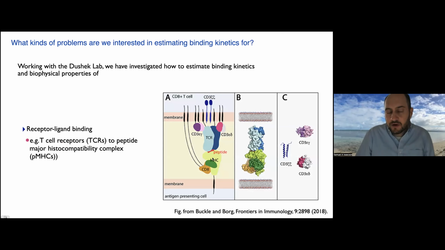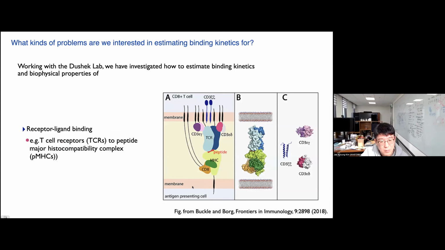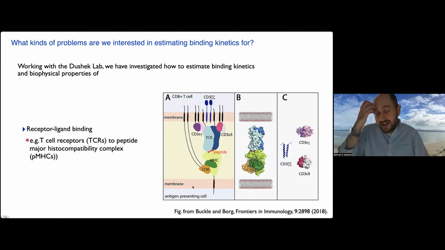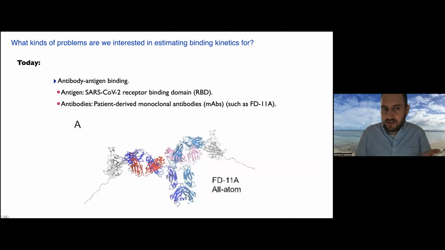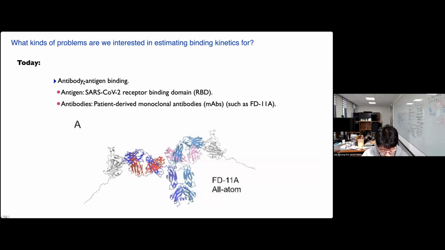Then after that work, we got interested, and Omer has worked on this for a long time, in whether we could adapt these methods to study and estimate parameters in how T cell receptors on the surface of T cells bind to antigen, or peptide major histocompatibility complexes exposed on the surfaces of antigen presenting cells. We started working on that, and then COVID hit, and Omer pivoted to do some COVID work for a while. That brings us to what I'm going to talk about today: modeling and doing parameter inference on antibody-antigen binding.